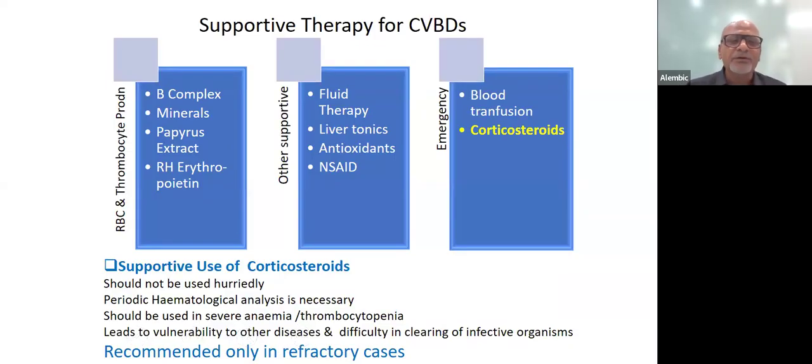So you should give the compounds which will improve thrombocyte synthesis or erythropoiesis also, right? Like B complex, minerals, papaya extract, then erythropoietin, that all should be given to increase the erythropoiesis and thrombocytopoiesis. In addition to that, you should also give fluid therapy. Supportive therapy also includes fluid therapy, liver tonics, antioxidants, because we all know why there is anemia: because of the oxidative stress. So antioxidant in the form of vitamin E can be administered on a regular basis.